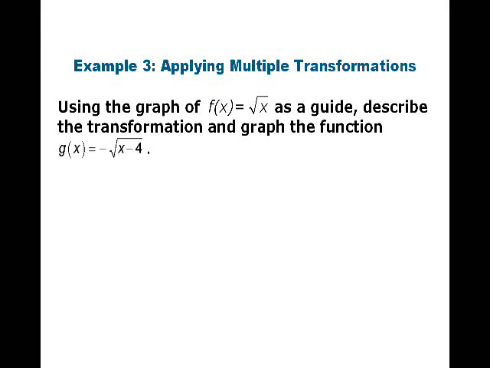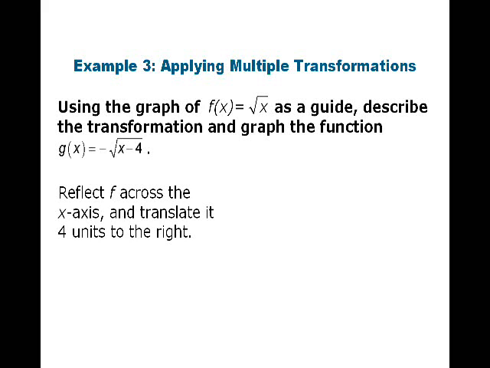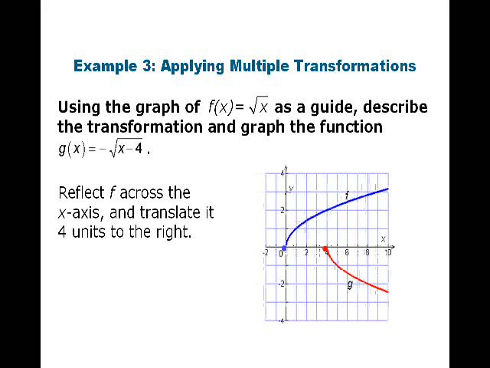So using our parent function as a guide, let's describe the transformation and graph this function. So we have g of x equals the negative times the square root of x minus 4. So that negative sign means we're going to reflect it across the x-axis. And then the minus 4 means we're going to move it 4 units to the right. So if the blue graph is our parent function, the red one seen there has been reflected across the x-axis and moved 4 units to the right.